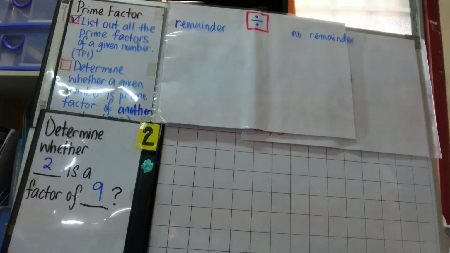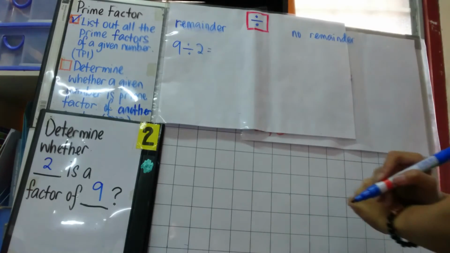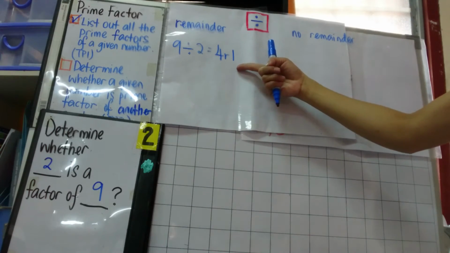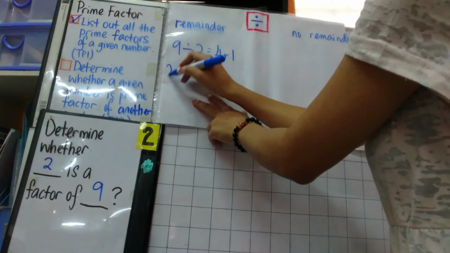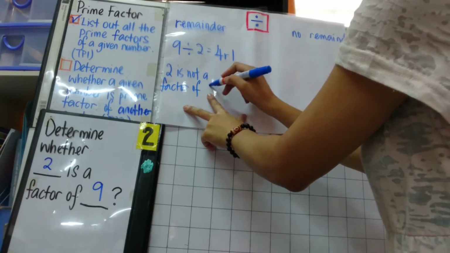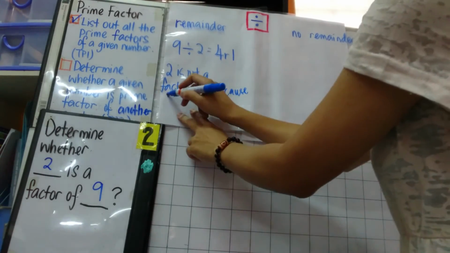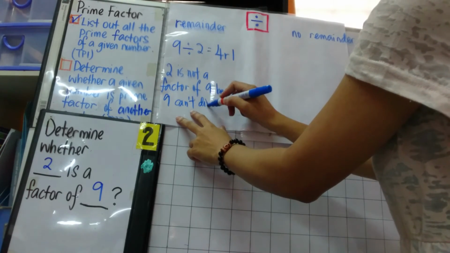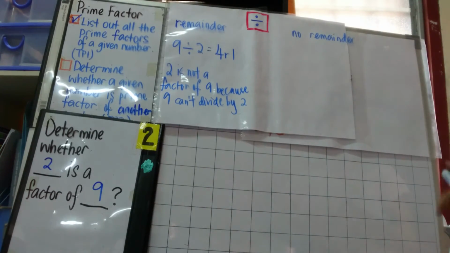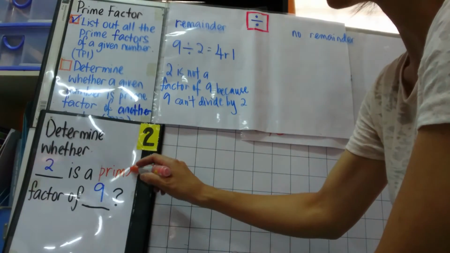One of them will cause a remainder, and another will be no remainder. So, shall we check this question? We will divide 9 by 2. And what is our answer? It will be 4 remainder 1. Look, there's a remainder here. So, our conclusion is 2 is not a factor of 9. Remember to explain, because 9 can't be divided by 2. And don't forget, for today's question, we'll add one more condition, which is prime.